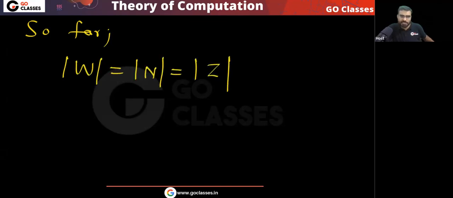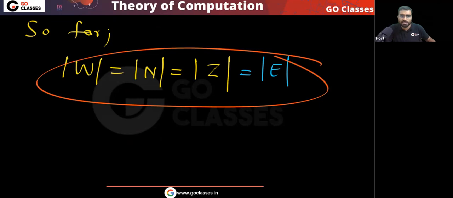So far, we have proved that the set of whole numbers has the same size as the set of natural numbers, which has the same size as the set of integers, which has the same size as the set of even integers, like this. All of them have the same size. This is what we have proved.